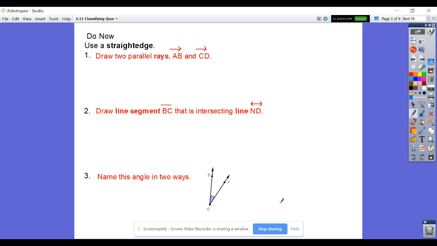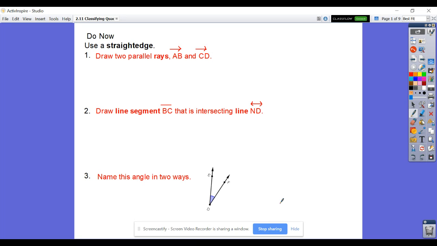Welcome, mathematicians. Let's warm up our brain with a little do now. Please use a straight edge. So if you have a ruler, great. Otherwise, you can use the edge of your math journal or a folder and follow the directions.